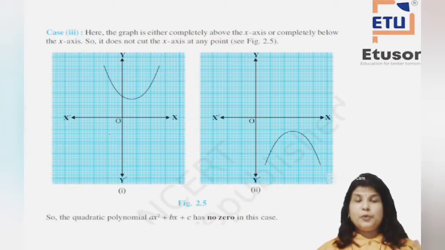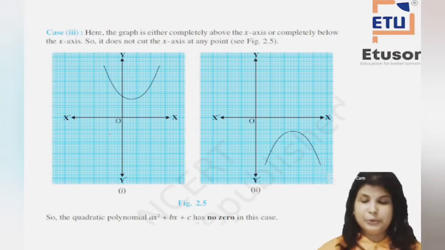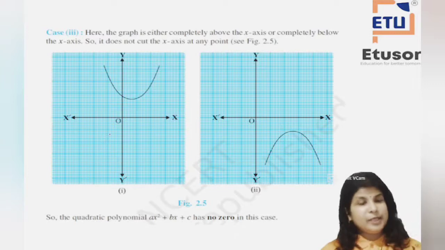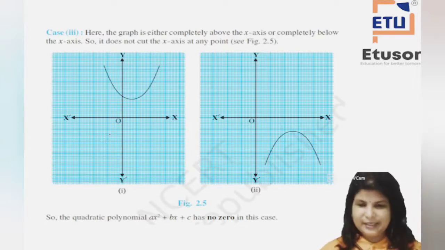Okay, so from the nature of the graph, you can find out how many solutions you will get and what the solution is. Okay, children.